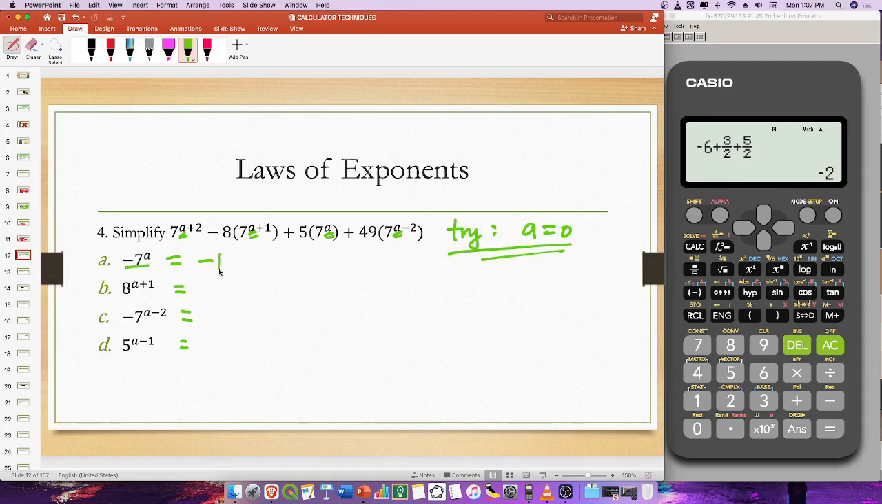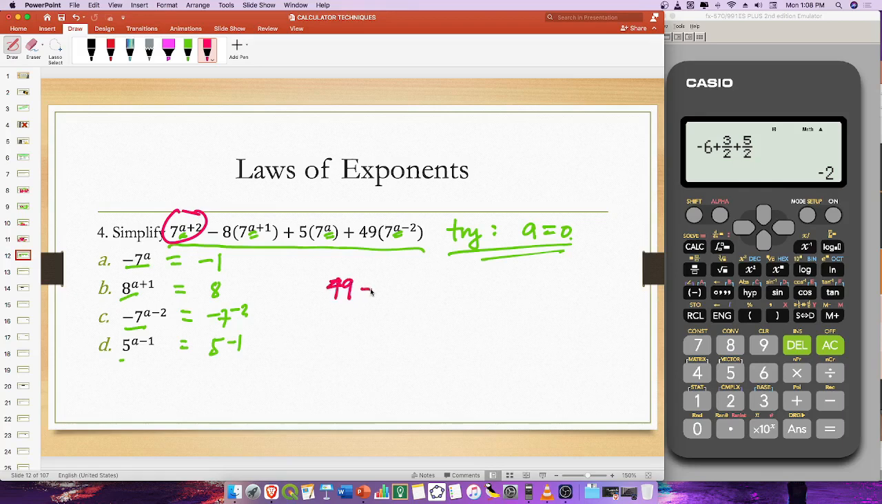This will become negative 1. A equals 0 to that choice, that will become 8. A raised to 0, that is negative 7 raised to negative 2. This will become negative 1. 5 raised to negative 1. Okay? Then substitute this 0 to the expression here. Let's try to substitute it. So for that term, since a is 0, that will become 49, right? That is 7 squared.